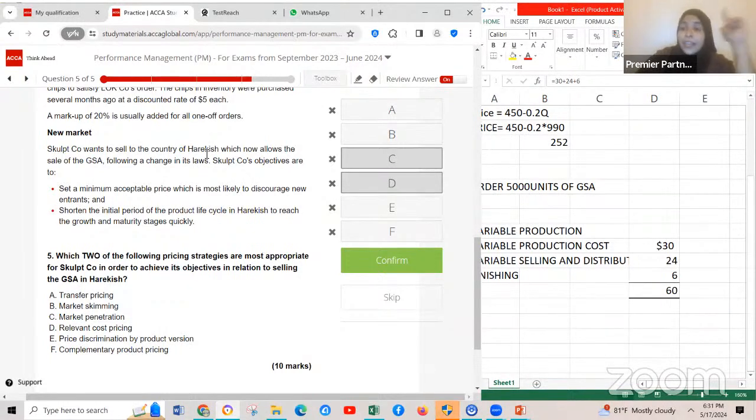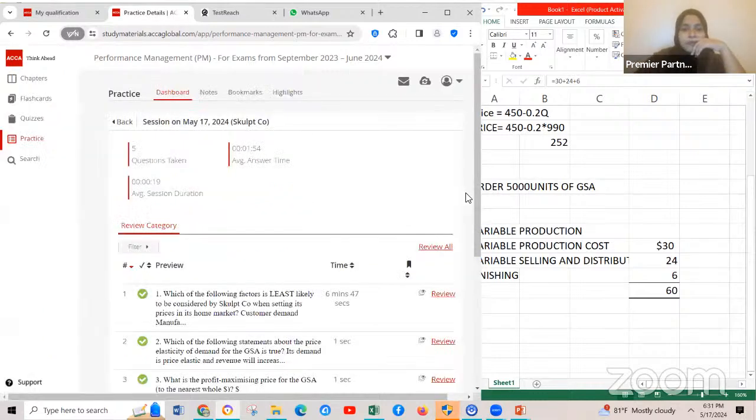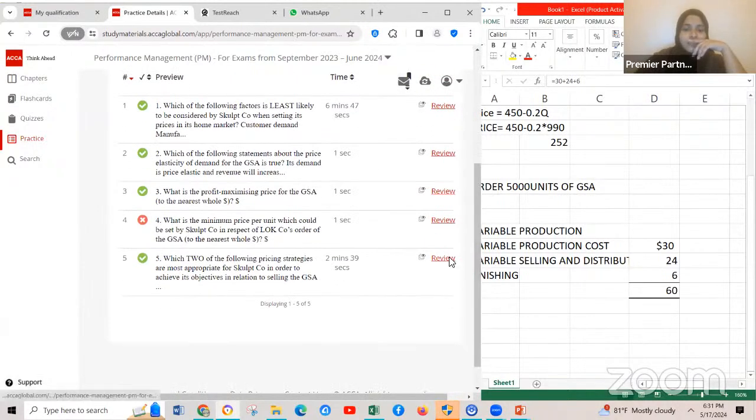If you set a very high price, the profit is high, right? So more people will get attracted. They want to discourage. So because of that, it can't be skimming. It's more likely to be penetration. What do you all say? Price C and D, we'll go by that. Yeah, it's C and D.